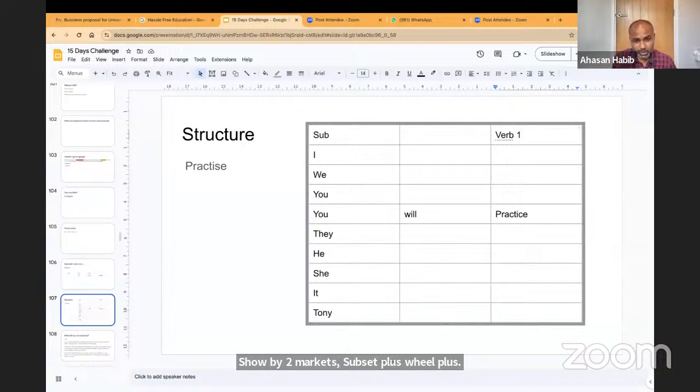So I'll practice, you'll practice, they'll practice, he'll practice, she'll practice, it will practice, Tony will practice. Right.